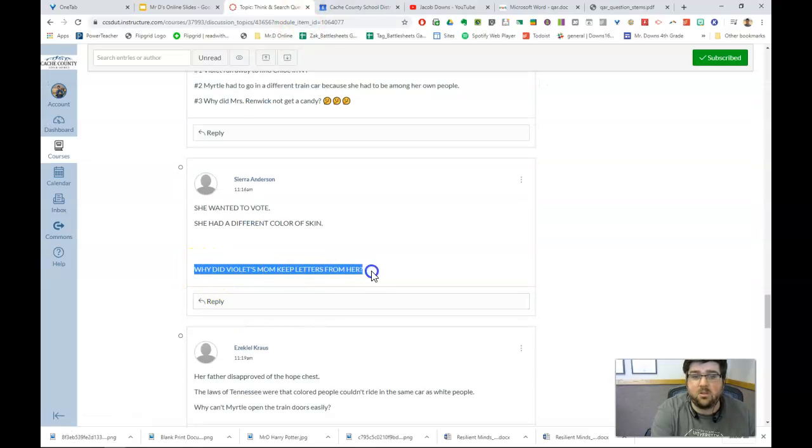Why did Violet's mom keep her letters from her? Sierra, that is an awesome one. It never really directly answers that. But we know that the parents didn't really approve of Chloe. And we know that Chloe's letters were telling Violet about all these awesome things that she was doing. And so maybe one reason that Violet's mom kept the letters from her was because she didn't want Violet to turn out like Chloe and to get Chloe's ideas. And they also thought that maybe if Violet thought that Chloe had abandoned her, she might not look up to her anymore and want to be like her.